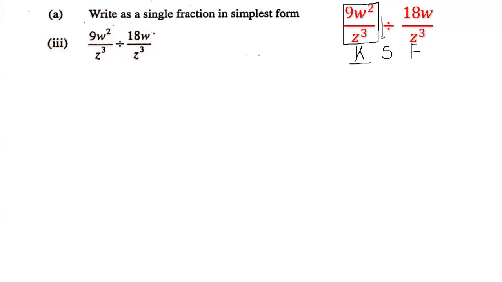The S stands for switch. So we're going to switch this division sign into a multiplication sign. And the F stands for flip. So we're going to take 18w and put it at the bottom, and take z to the power of 3 and put it at the top. So KSF: keep, switch, and flip.